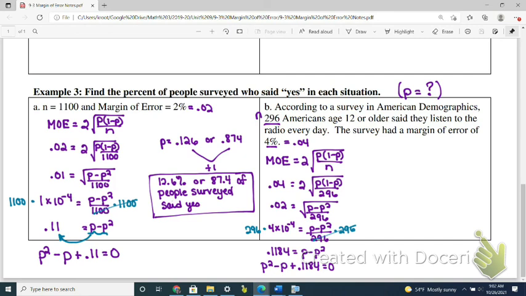When you do, you will get p equals 0.137 or 0.863. So it is 13.7% or 86.3% of people surveyed said yes.